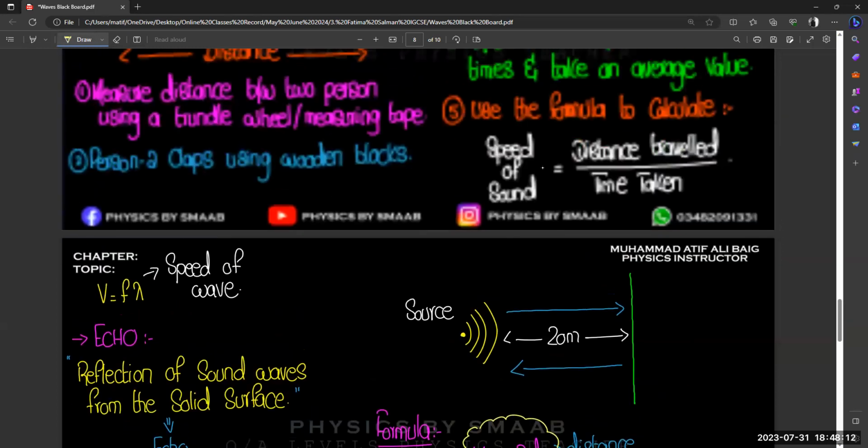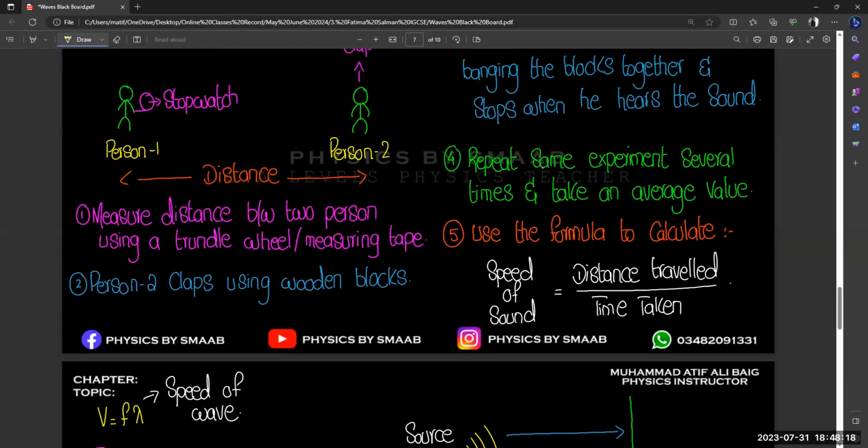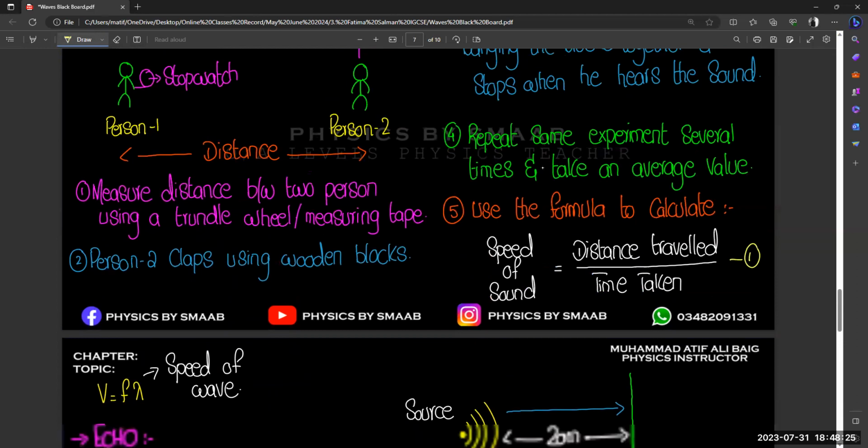And if you want to calculate the general speed of a wave or the general speed of sound in any medium, you need to use the first formula, the general formula: speed is equal to distance upon time. Okay.